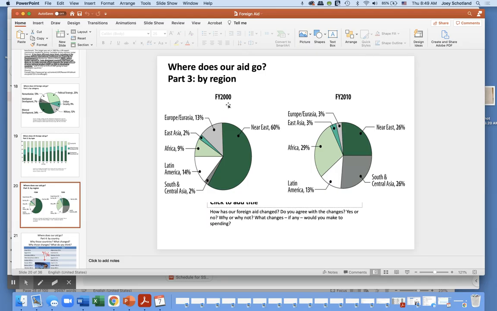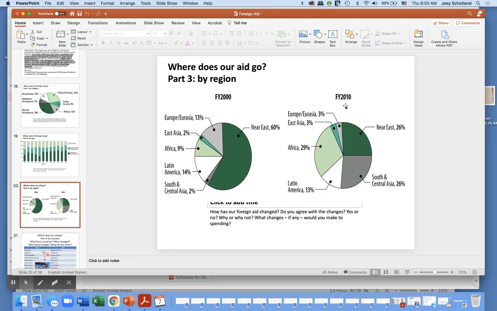Well, in 2000, a lot of it went to the Near East, the Middle East. Why do you think it went to the Middle East? What resource does the Middle East have that the U.S. cares about? Also, a lot of it went to Latin America. Why? What do we care about? What happens in Latin America that we care about? Then you had a major event. You had the September 11th, 9/11 terrorist attacks in 2001.